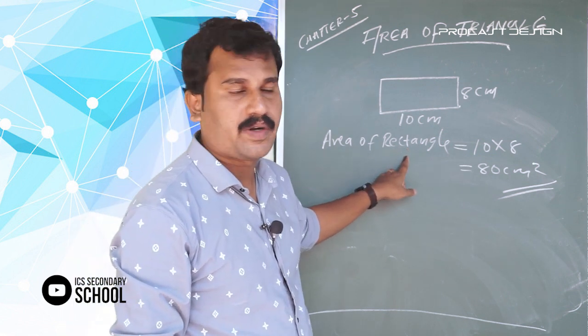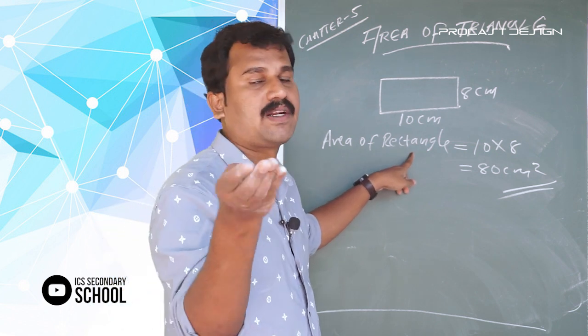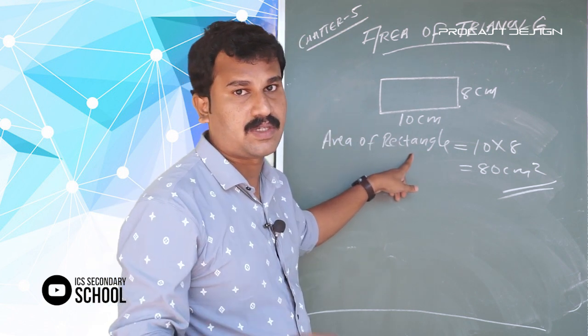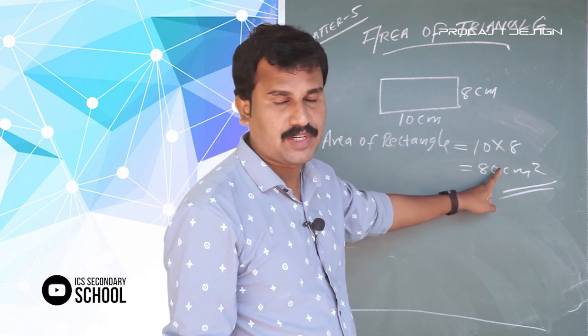We already studied how we calculate the area of a rectangle in previous classes. So area of rectangle equals 10 into 8, here 18 centimeter square.